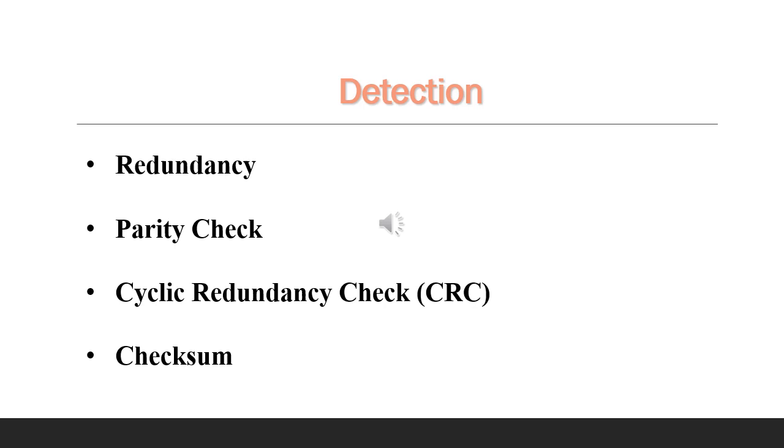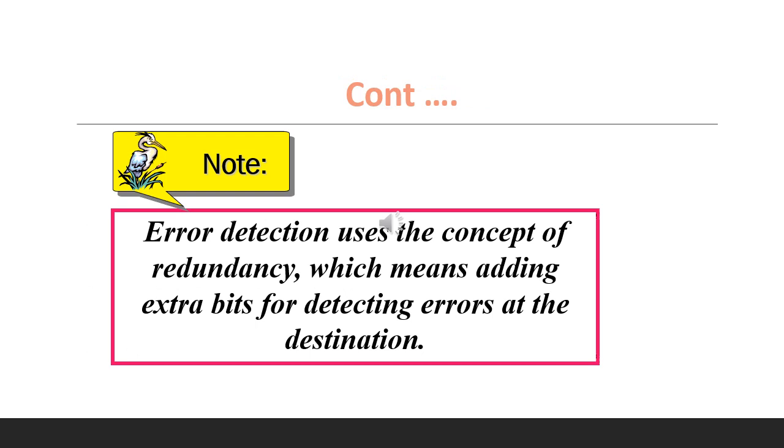Now the process of detecting the error at the receiver end is called error detection. And in error detection we have different methods. The first is redundancy, then you have parity check, cyclic redundancy check, and finally you have checksum. Error detection uses the concept of redundancy, which means adding extra bits for detecting errors at the destination.